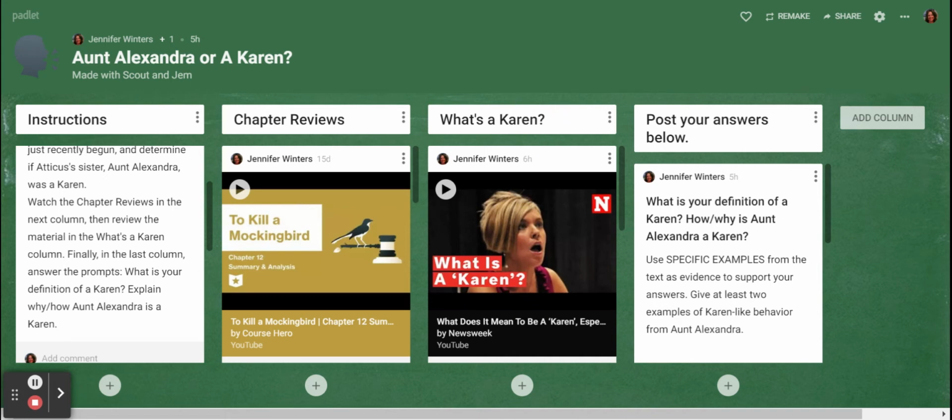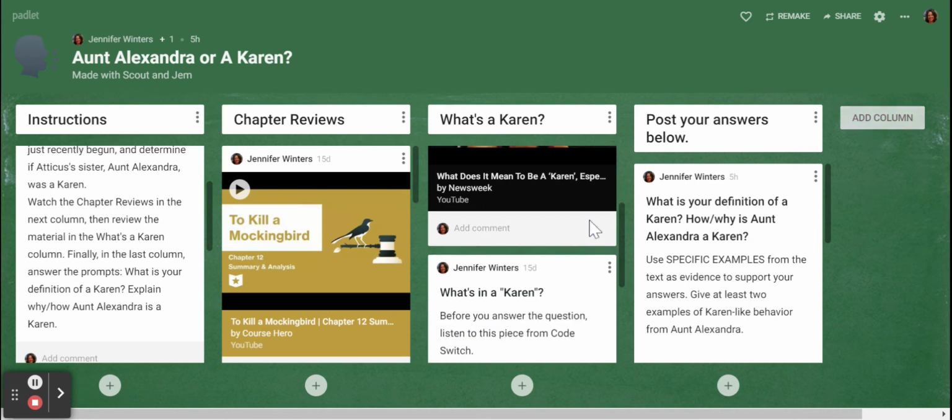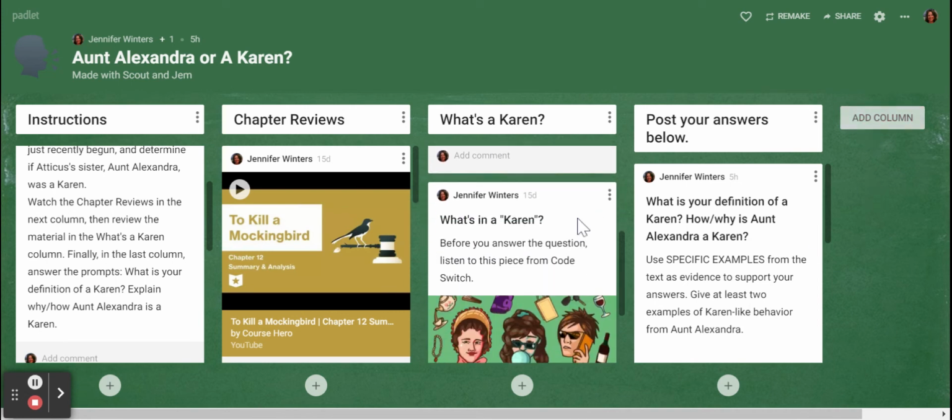The second column, actually third column, is what's a Karen. So I have a couple things for you to look at. Here's a video from Newsweek, and this is really kind of neat because it looks at what does it mean to be a Karen, especially during the coronavirus. Of course, there was not a pandemic going on in To Kill a Mockingbird, but they were in the middle of the Great Depression, which did force a lot of people to be isolated. It knocked a lot of people out of work. It was a huge change of lifestyle. And it kind of parallels a little bit in that way, that they were going through this kind of earth-shattering change in the way people live.